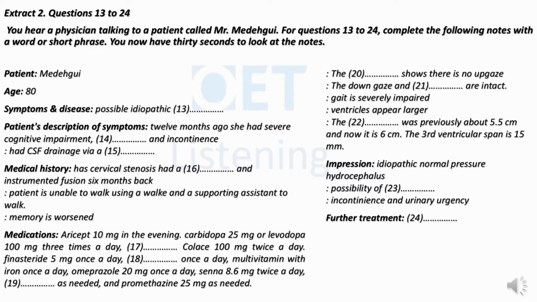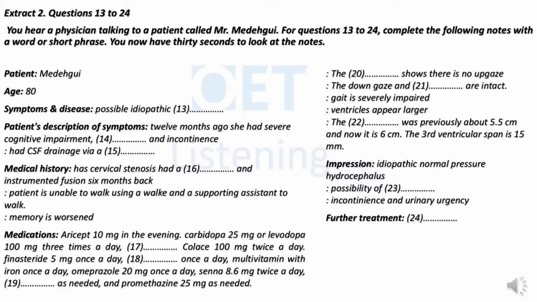Good morning, Mr. Mahigu. Be seated. Tell me about your problem. Doctor, I wanted re-evaluation of possible idiopathic normal pressure hydrocephalus. Okay. What's your age now? I'm 80, Doctor. May I know when and how you developed this illness? Well, it started 12 months ago. I had severe cognitive impairment, gait impairment and incontinence.